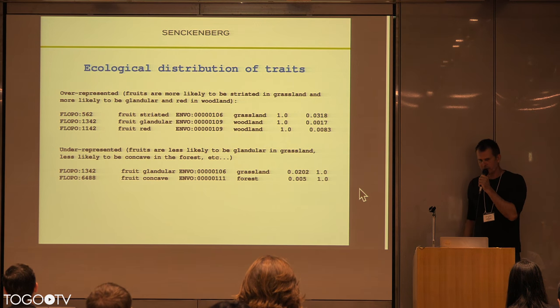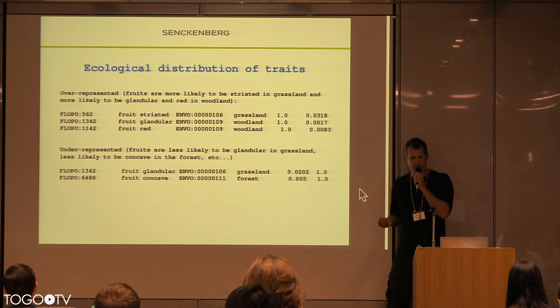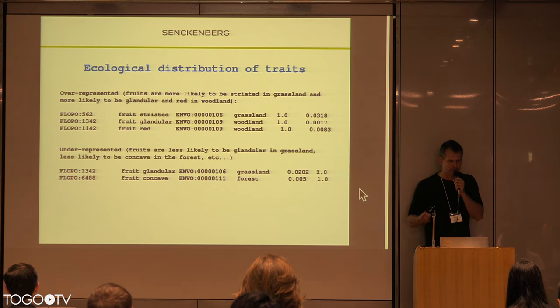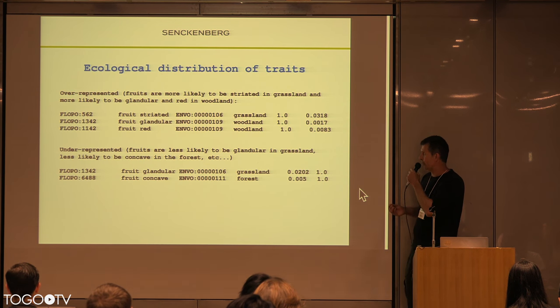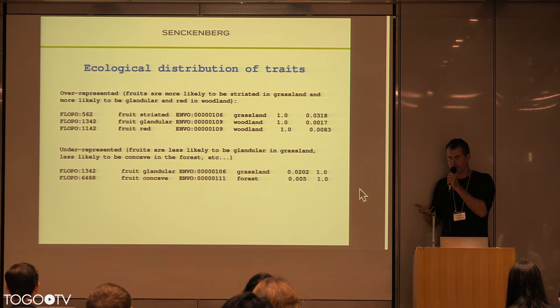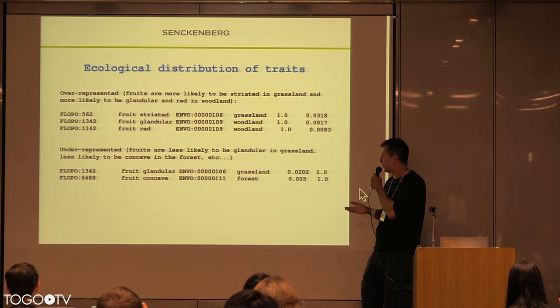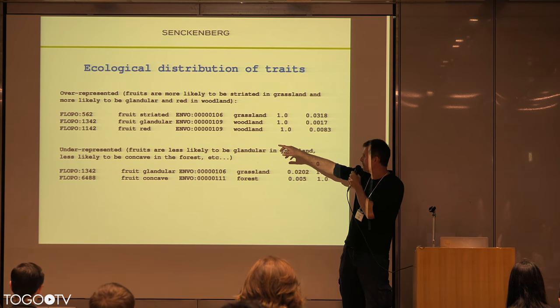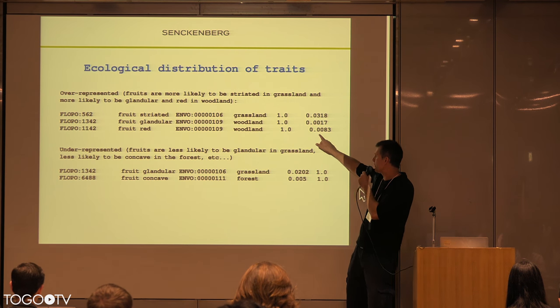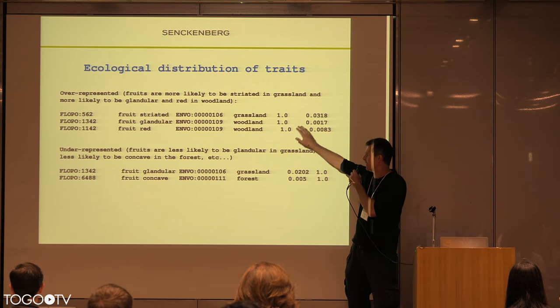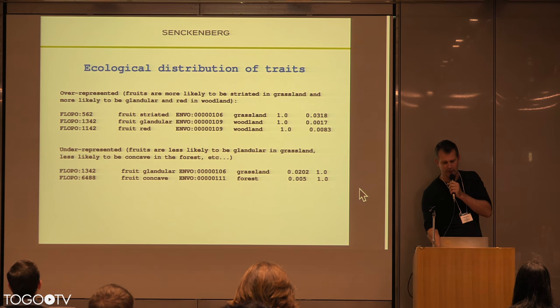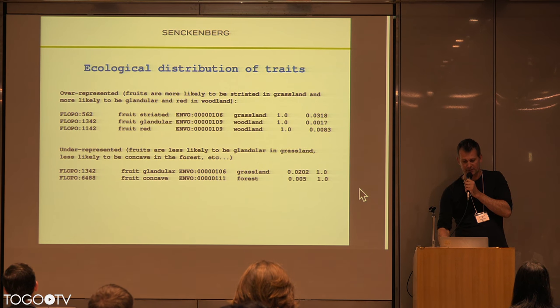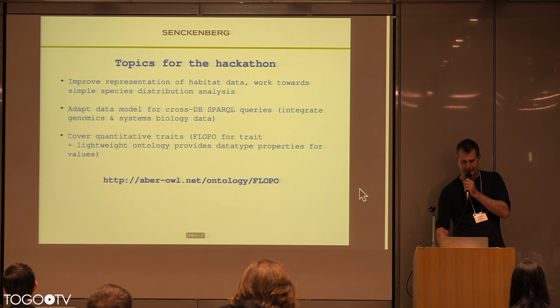A first application we did is very simple, and it was already mentioned today: a representation analysis. We did some tests for over- and under-representation of particular traits to make use of this ontology, working towards what could later probably be a species distribution model. So we checked: are specific types of fruits overrepresented or underrepresented? This is the test for overrepresentation, this is underrepresentation. And you see, we can say, okay, for this kind of plant and fruit, for example, they are likely or very likely to appear in woodland, and others are not likely to appear in grassland.